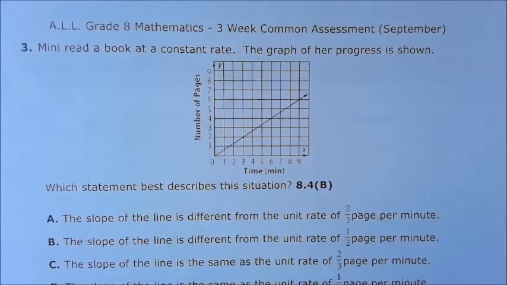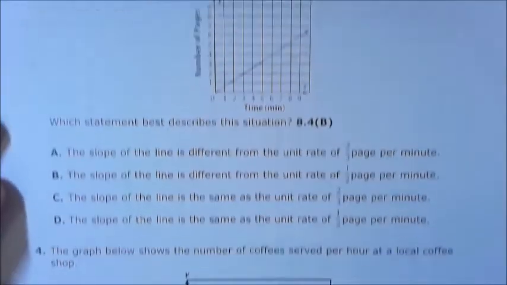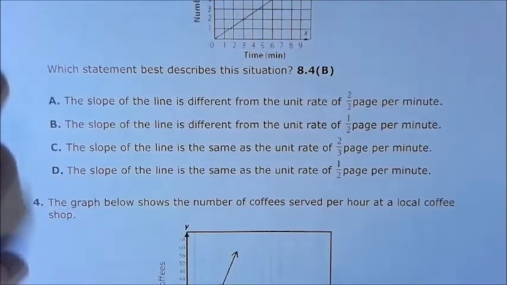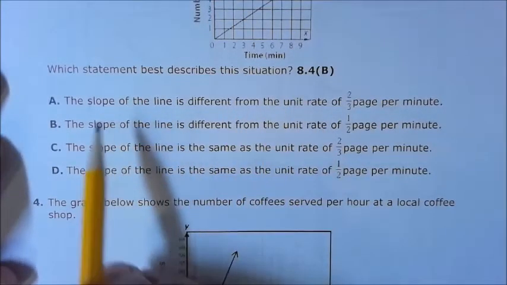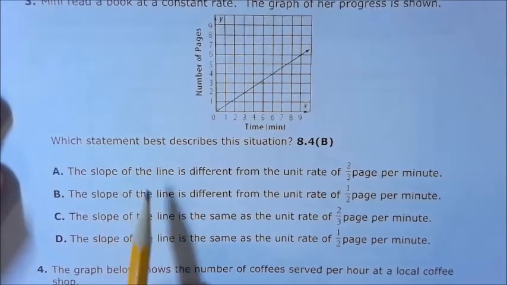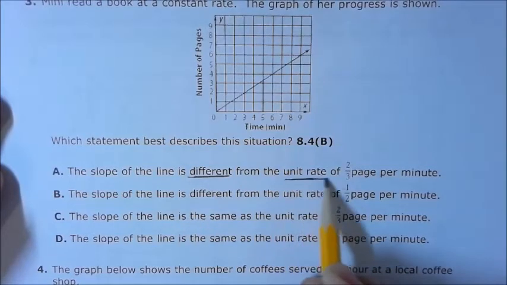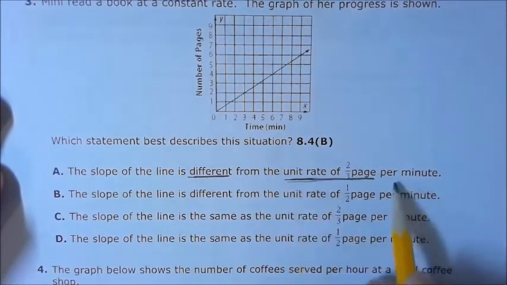The graph of her progress is shown. So notice it has our graph, and this one is pretty clear. It says, which statement best describes the situation? The slope of the line, let me scoot this back down, is different, I'm going to underline that, from the unit rate of 2 over 3 pages per minute.